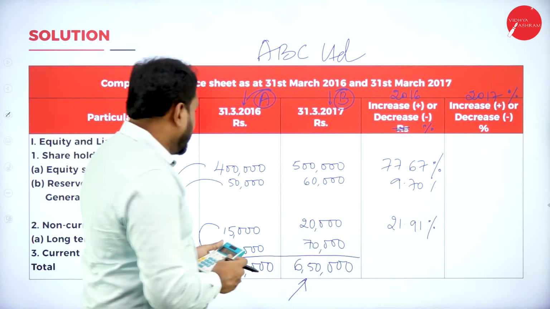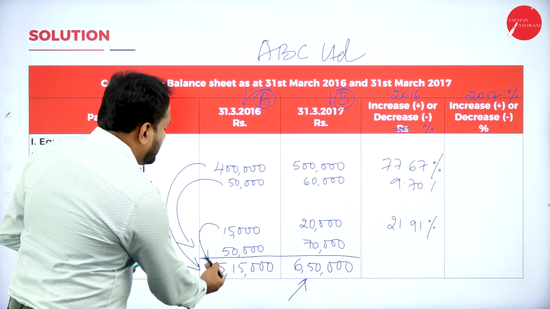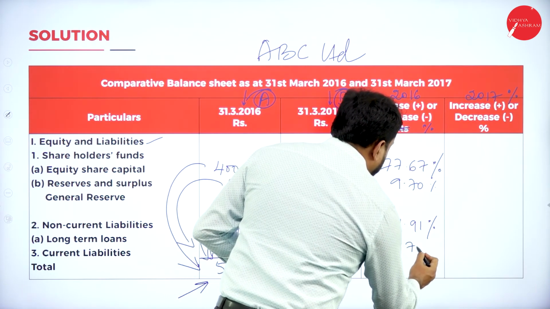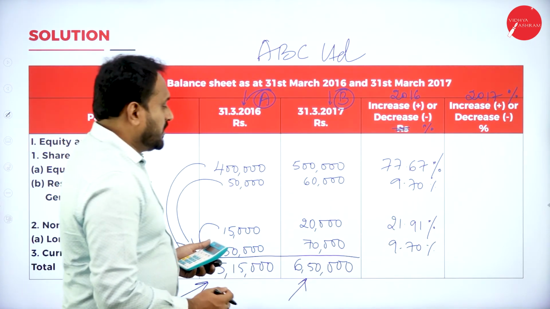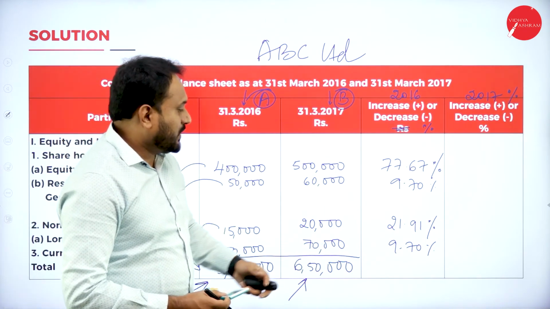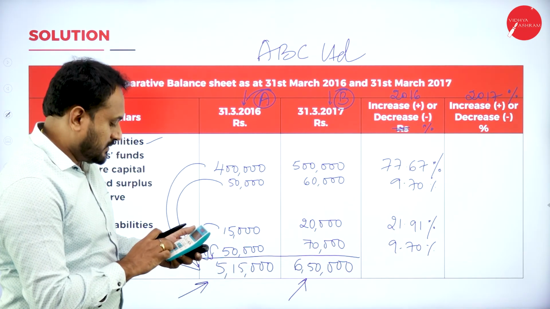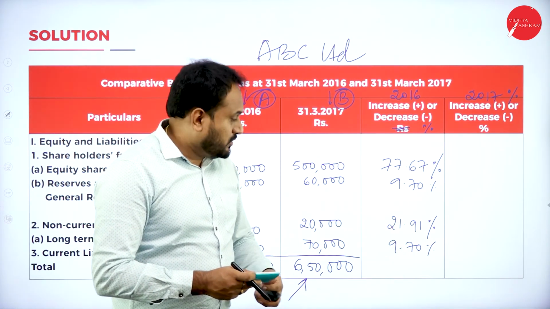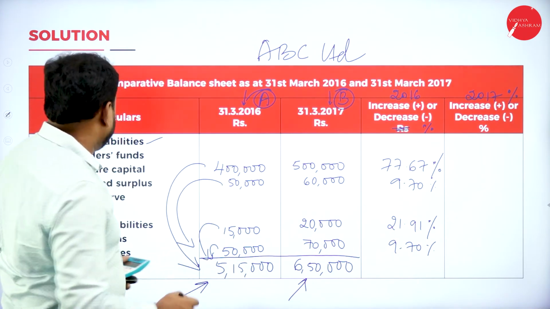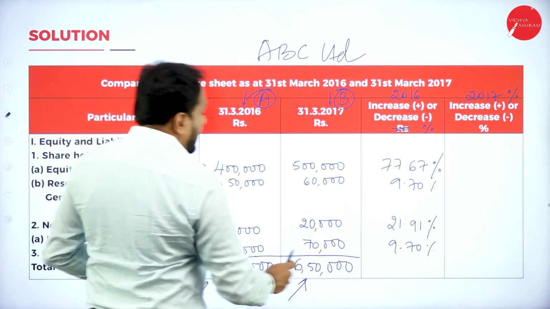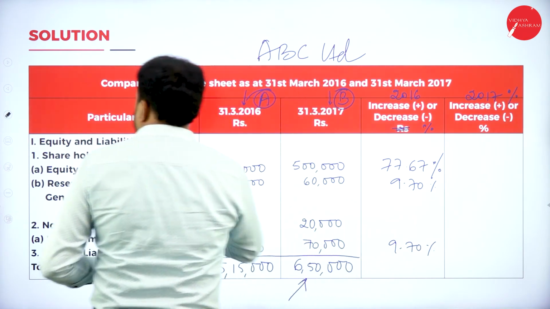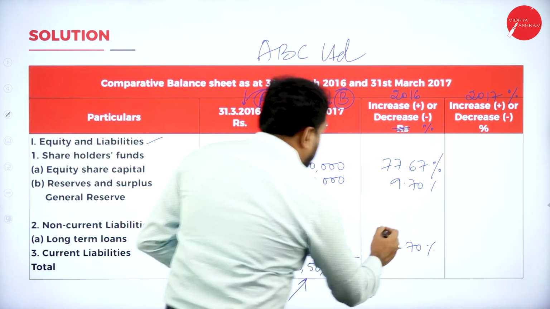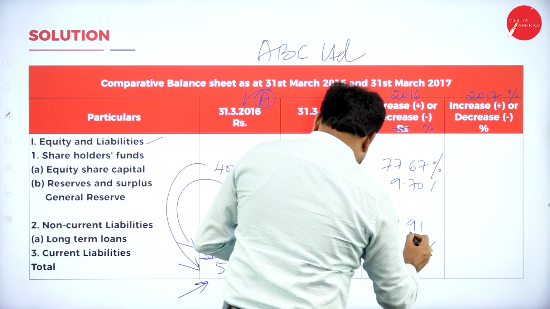So here I'll write 2.91%. Last one I have, again, 50,000 divided by 5,15,000. It's the same, 9.70 percentage. So right now we got all these things. Now what should we do? Understand? Okay, this is 2.91, it is not 21.90. See, this is how you should check what exactly has gone wrong. So it is 2.91 percentage.